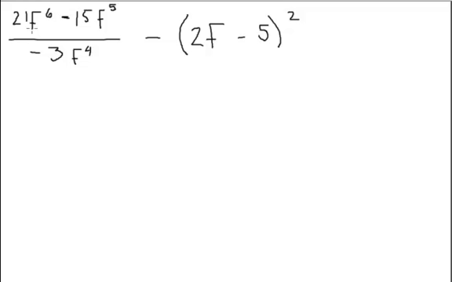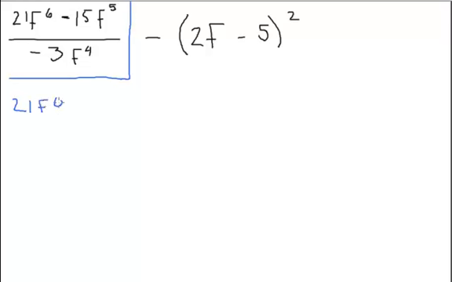Alright, so here I have 21f^6 subtract 15f^5, which is all over negative 3f^4. Then this expression is subtracted by this one, which is (2f - 5) in brackets squared. So let's work with just this first part first.